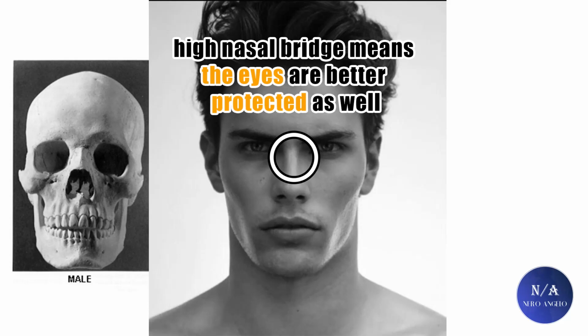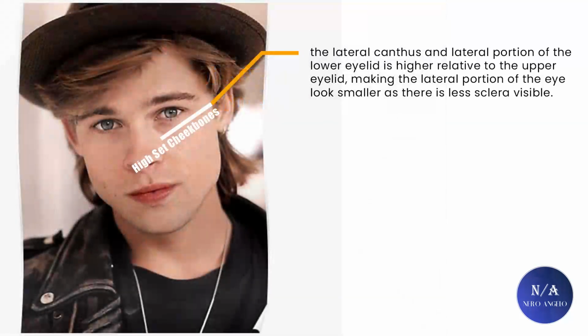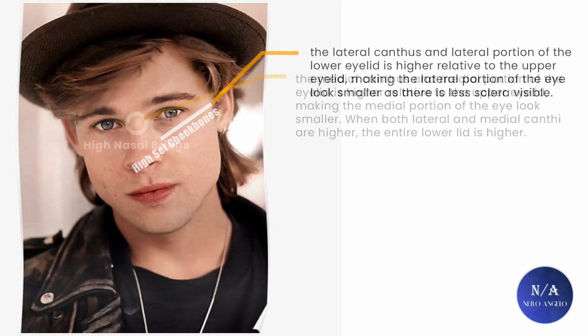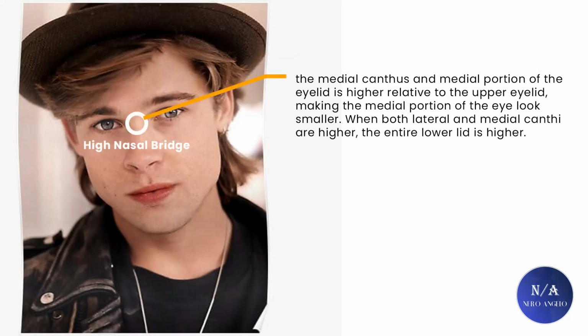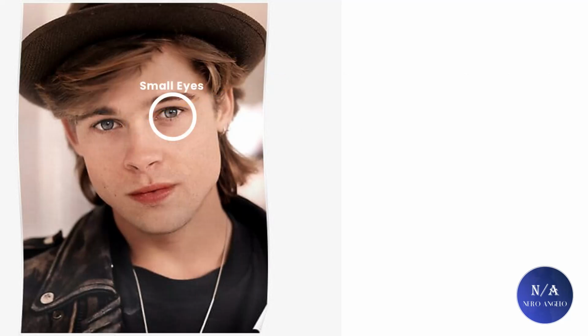When the cheekbones are higher, the lateral canthus and lateral portion of the lower eyelid is higher relative to the upper eyelid, making the lateral portion of the eye look smaller as there is less sclera visible. When the nasal bridge is higher, the medial canthus and medial portion of the eyelid is higher relative to the upper eyelid, making the medial portion of the eye look smaller. When both lateral and medial canthi are higher, the entire lower eyelid is higher.